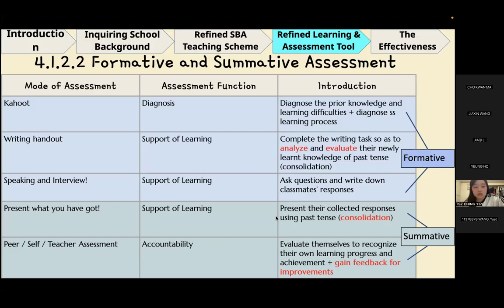And for the assessment, there is peer, self, and also teacher assessment. It can help students recognize their own learning progress and achievement, and also they can gain feedback from teachers and peers for improvements.